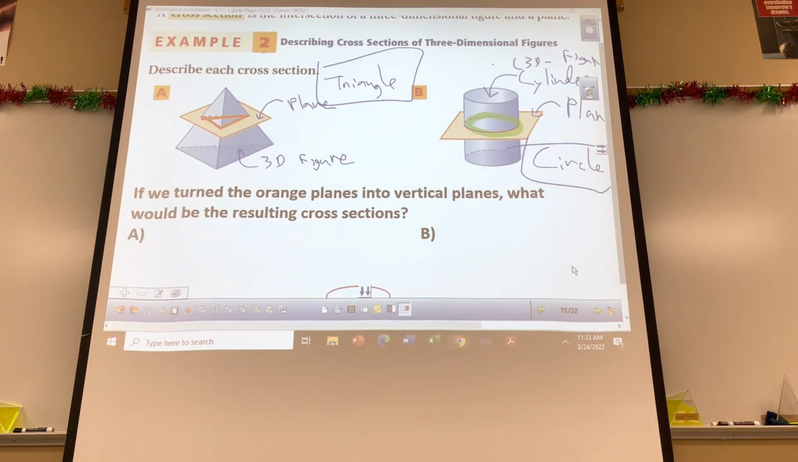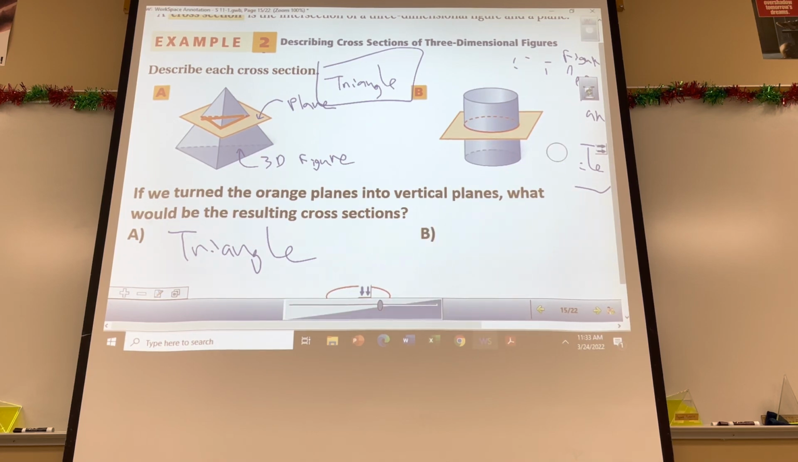All right. So guys, let's go ahead and go back to this. So yes, it is going to be a triangle. And let's go ahead and look at part B. So again, if you were to take this cylinder and, instead of a horizontal plane, use a vertical plane, what would the resulting cross section be? Let me hear from Diska. It is going to be a rectangle.